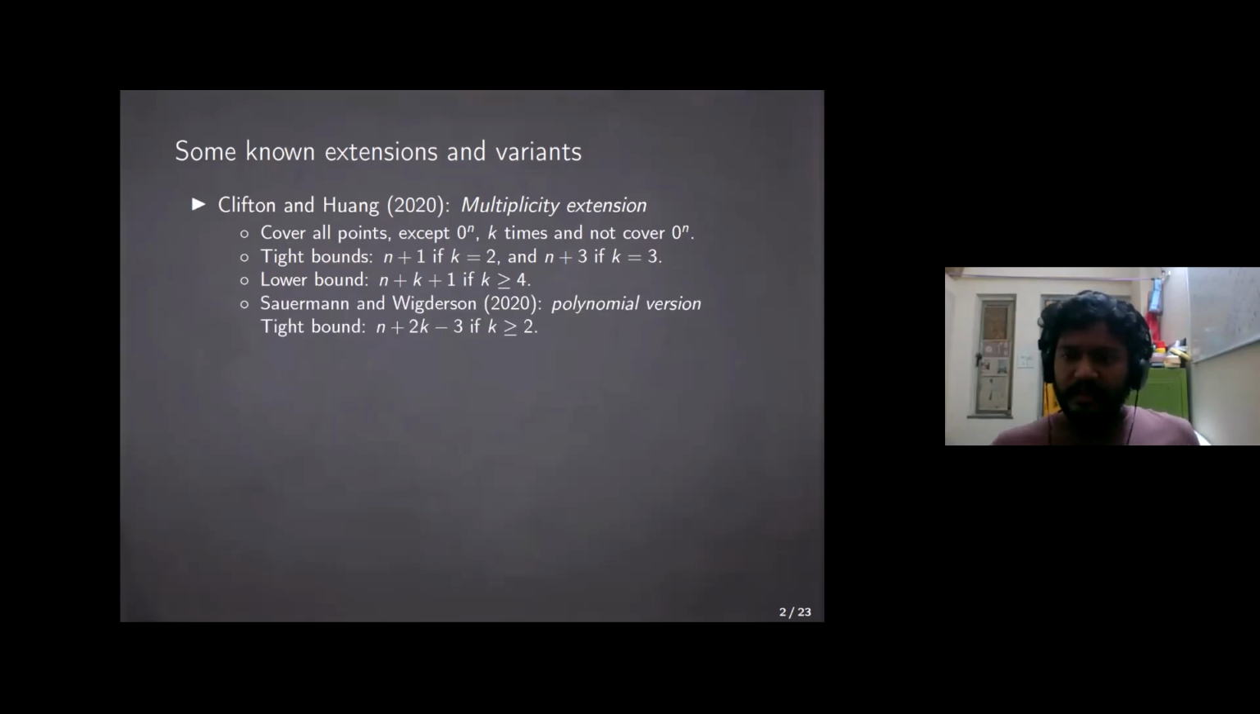There was a relaxed version of the same problem proposed by Sauermann and Wigderson, where instead of hyperplane covers, they considered polynomial covers. So now the question becomes, what is the least degree polynomial which covers every point of the hypercube except one point with multiplicity k, while excluding the single point completely, in this case the origin. Sauermann and Wigderson actually considered a slightly more general version, but I'm just mentioning this special case here just to keep things nice. And they gave a tight bound for this relaxed version, which is n plus 2k minus 3 when k is greater than or equal to 2.